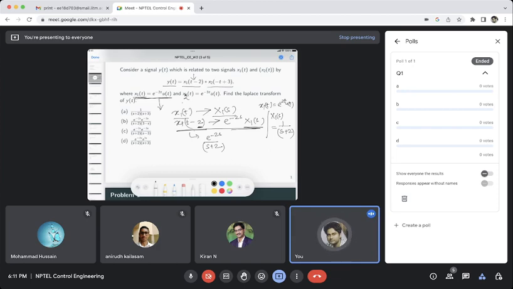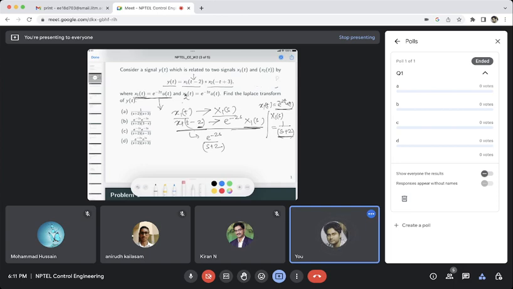Again you use this Laplace transform property: if you multiply some function by e to the power of something, then you just change the s-domain quantity. So you have minus 2t here, and because the Laplace transform of u(t) is 1 by s, using that property we can find the Laplace transform of e to the power minus 2t u(t).